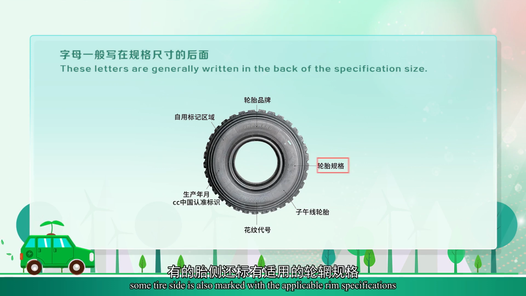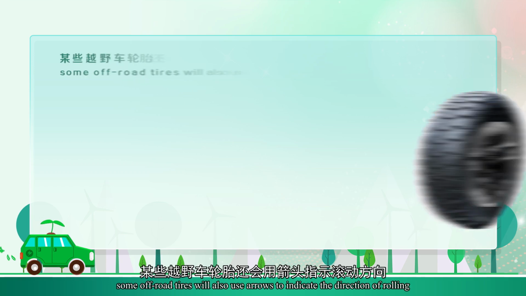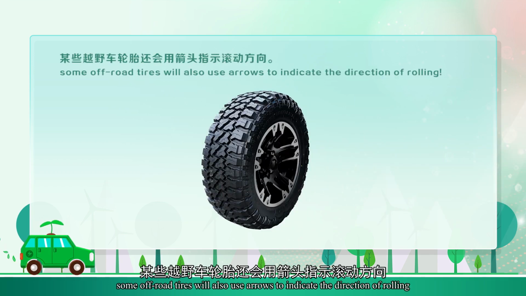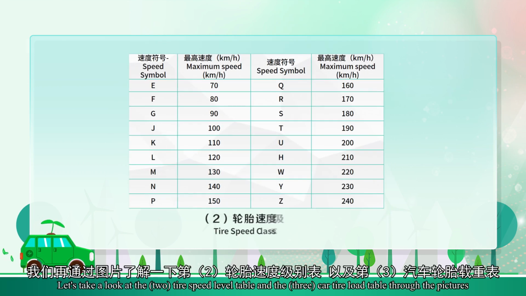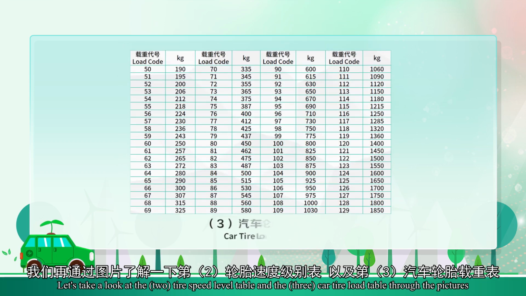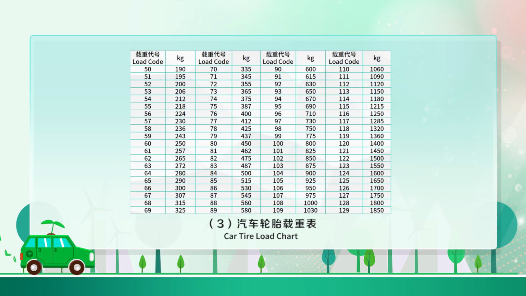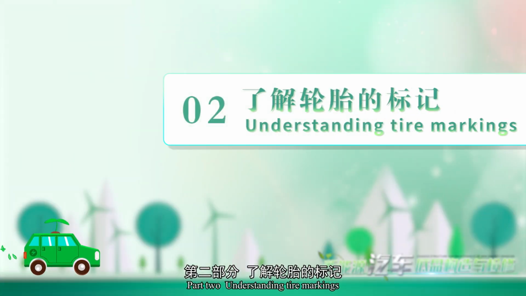Some tire sides are also marked with the applicable rim specification. Some off-road tires will also use arrows to indicate the direction of rolling. Let's take another look at the 2 tire speed level chart through the pictures. And 3. Automobile tire load table. Part 2. Understanding tire markings.